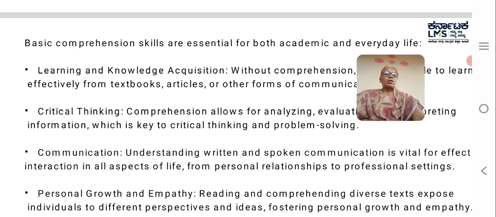Significance of basic comprehension skills. Without comprehension, we will not be able to learn effectively from texts, articles, or other forms of communication. They help to acquire learning and knowledge. Comprehension allows for analyzing, evaluating, and interpreting information, which is key to critical thinking and problem solving.